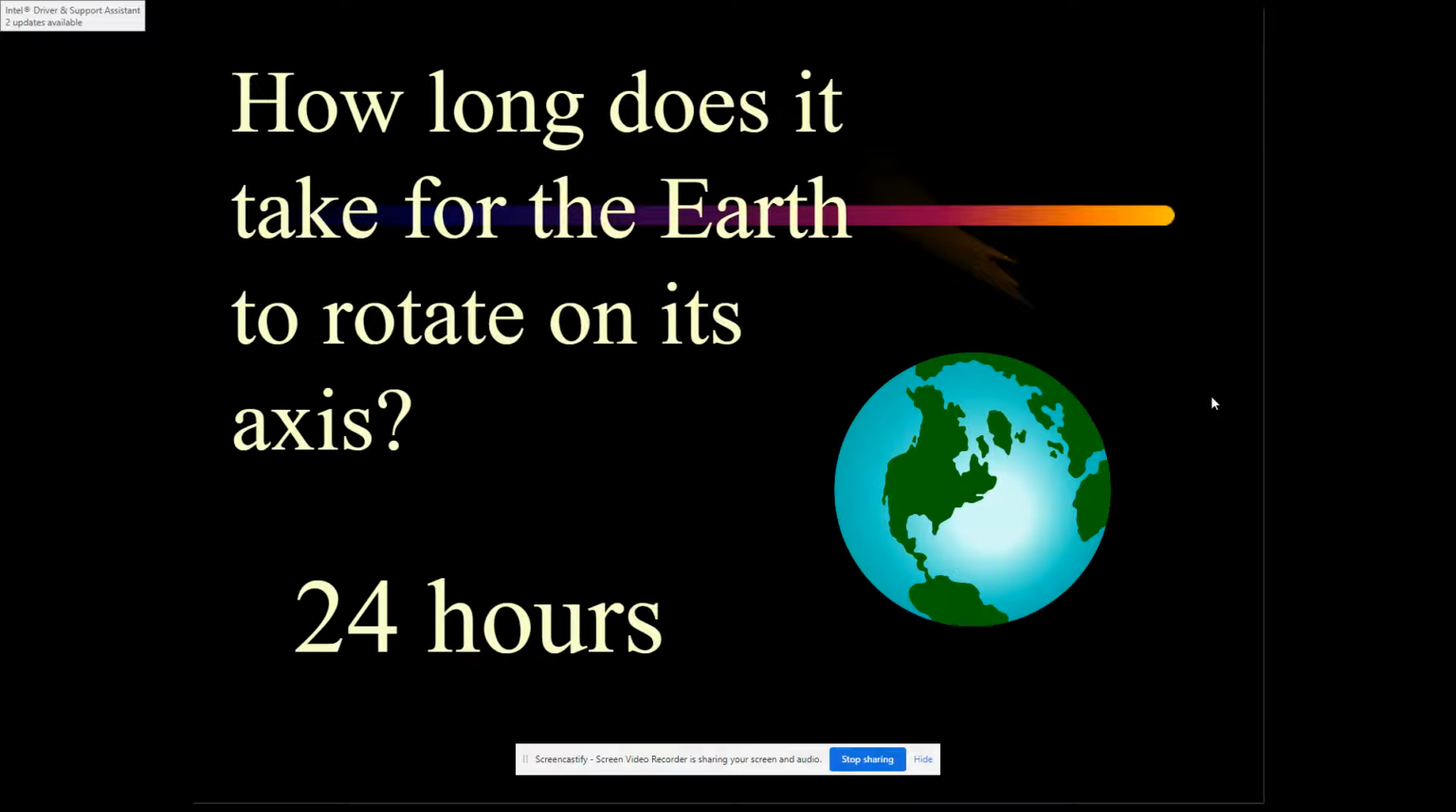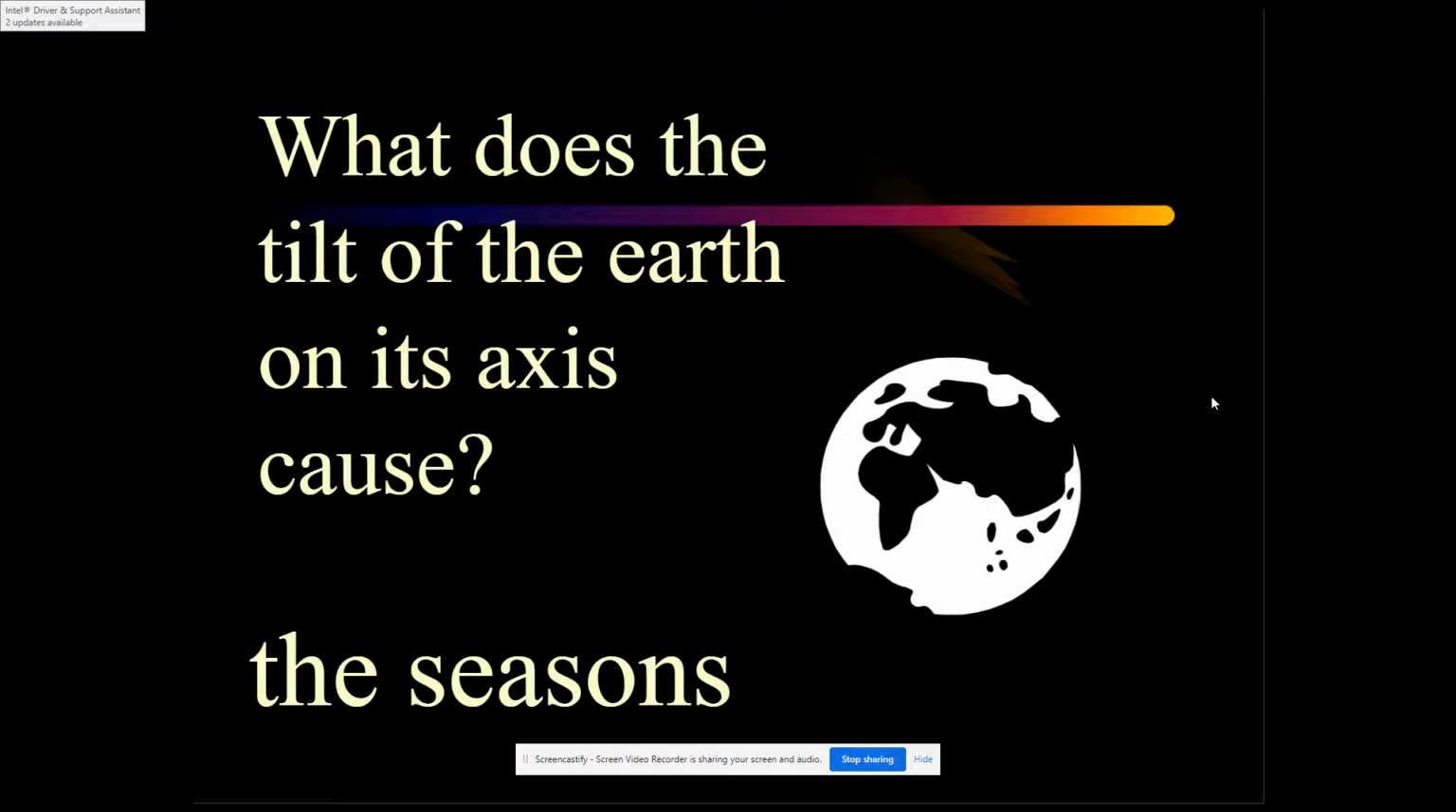So as we are rotating, we are also revolving. We rotate on our axis, that gives us day and night, and then we revolve around the sun, that gives us our years. So what does the tilt of the Earth cause? The seasons.